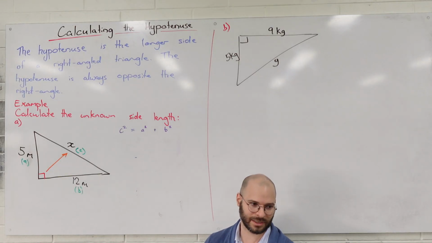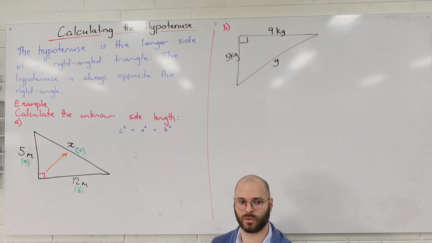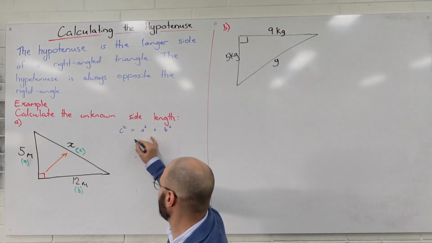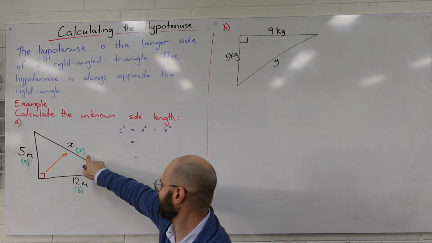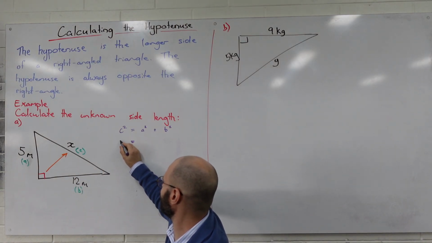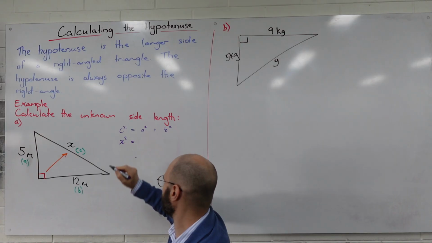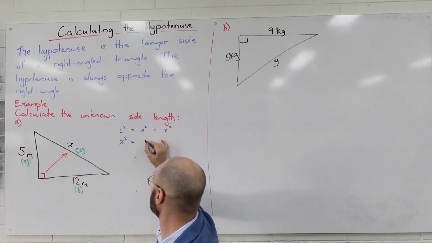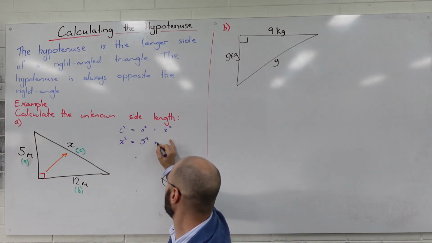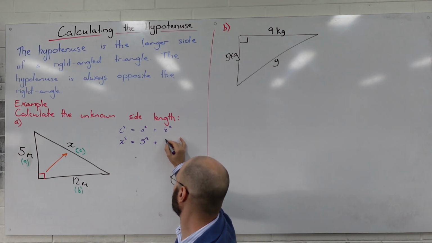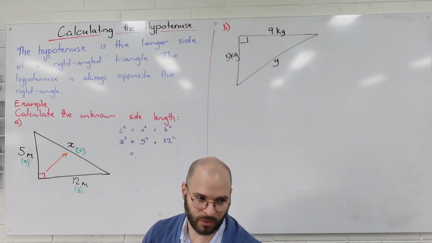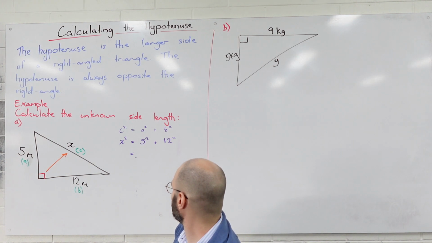So Pythagoras' theorem states that the square of the hypotenuse is equal to the sum of the squares of the other sides. Now looking at this, it's a matter of substitution. We know that C is x, so every time I see C, I write x, so it becomes x squared. Every time I see A, I change it to 5. Every time I see B, I change it to 12. So I've got the equation x squared equals 5 squared plus 12 squared.